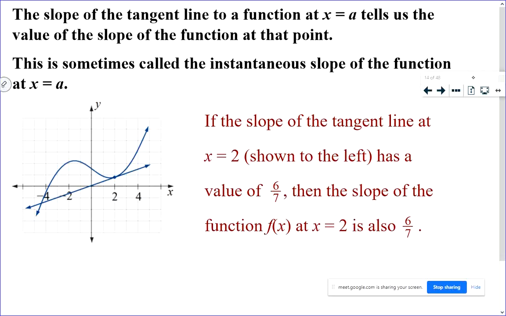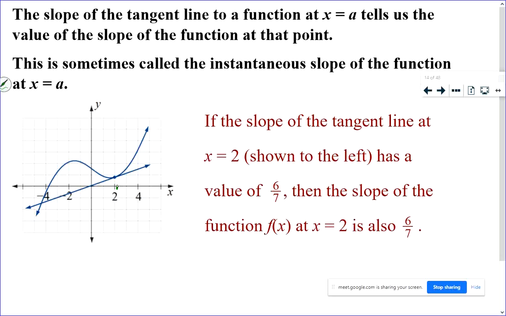But the slope of the function is 6/7 at that point. If you were to go and look at a tangent line at 2.1, you would discover the slope of that tangent line would be different, which means the slope of the function would be different. It would be steeper. Whatever the slope of the tangent line is, that is the slope of the function, even though the function is not a straight line.